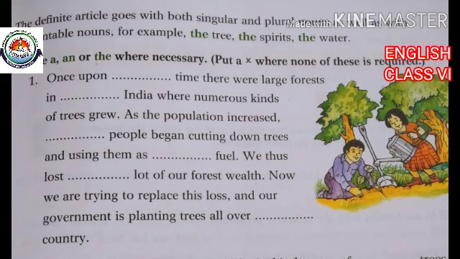Now I'm going to read the first sentence for you. There are two blanks in that first sentence itself. I'm going to read for you the correct answer of the first sentence. In question number 1. Once upon a time, the first article A is being used there. There were large forests in India where numerous kinds of trees grow. Here in the first line, we have used an article, it is A. And in the second one, there is no article being used, so you can put an into mark there. Like that, you have to complete both the exercises.